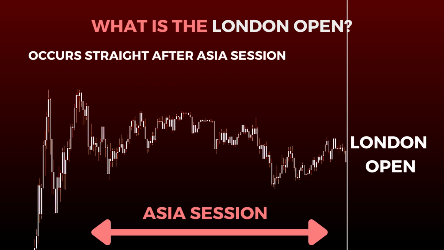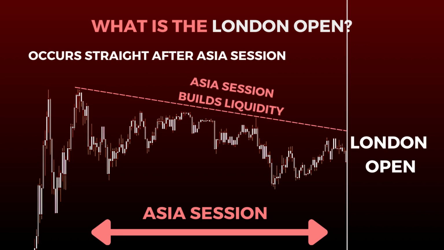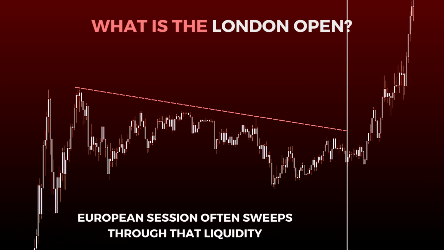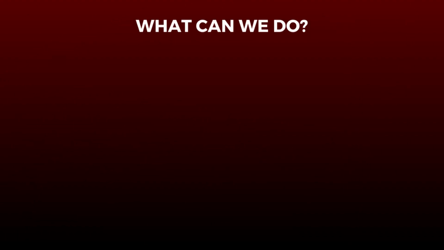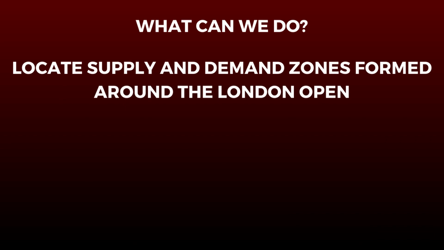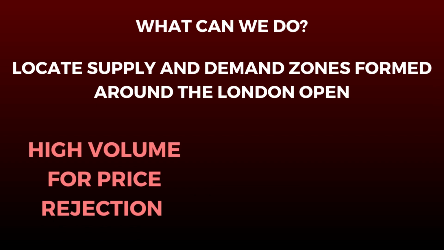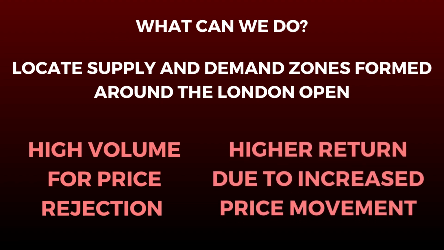Occurring straight after the Asian session, which is renowned for ranging price action and liquidity build-up, the European session is known for large price movements sweeping through Asian session liquidity. With all this information known, guys, how can we take advantage of this? What we can do is locate supply and demand zones formed during the London Open. These zones are likely to contain the highest amount of volume within, and therefore are more likely to reject the market. Not only that, but they will provide higher returns simply due to the larger than average price movement and Asia liquidity sweeps that occur during the European session.